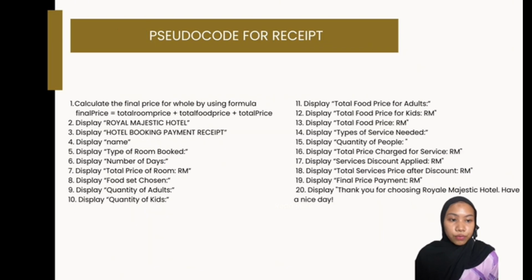Now I will explain the pseudocode for receipt. So first, we will calculate the final price for the whole by using a formula, which is final price equal to total room price, total food price, and total price. The total price is the price for the whole services that have been chosen, after we've applied the discount.